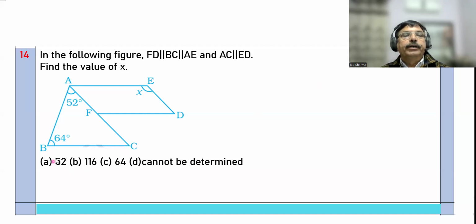In the following figure, FD, AE and BC are parallel lines. 52 degrees, 64 degree, then we have to determine this X. And AC is parallel to ED. This AC is parallel to ED. So see here.